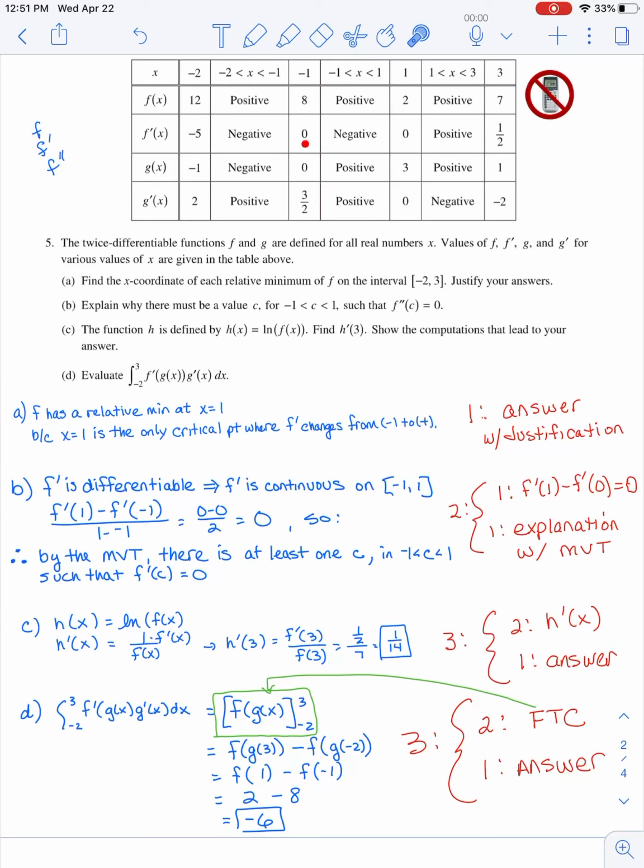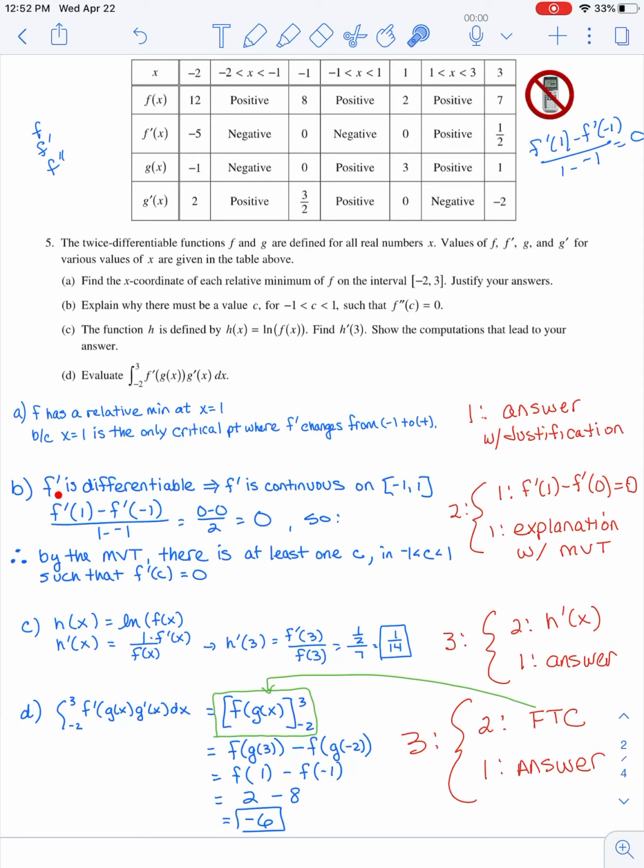We know that f prime of -1 is 0, and f prime of 1 is 0. So f prime of 1 minus f prime of -1, over 1 minus -1, equals 0. That's the average rate of change between -1 and 1 of the function f prime. So that means there has to be some place in that interval where the instantaneous rate of change is also equal to 0. And that's basically it.